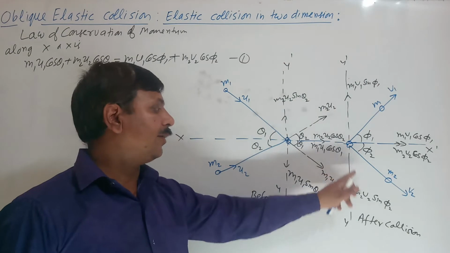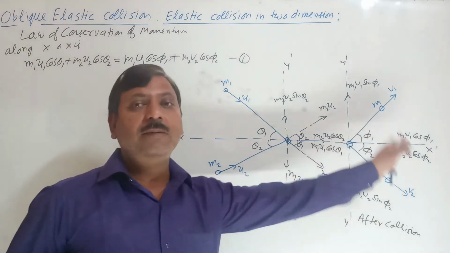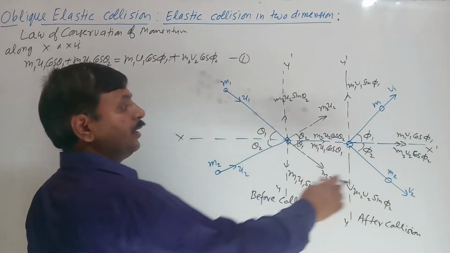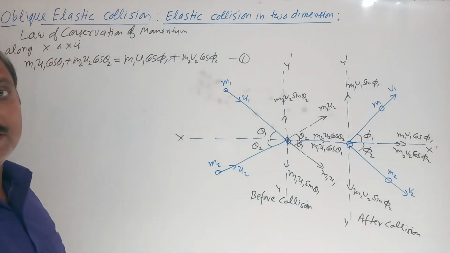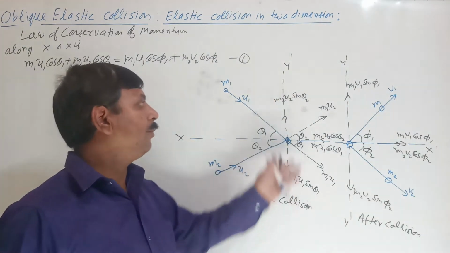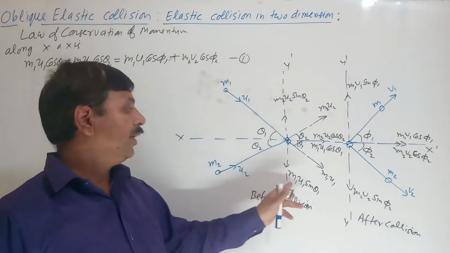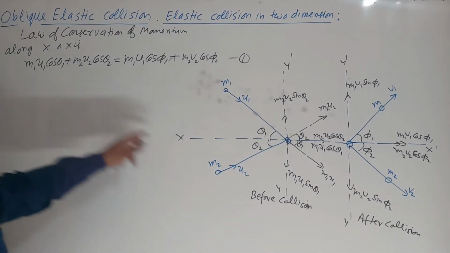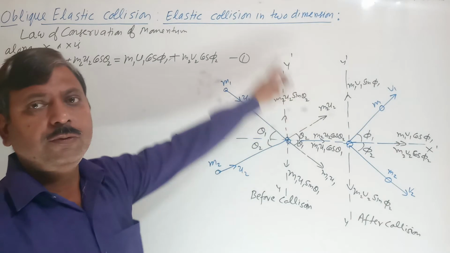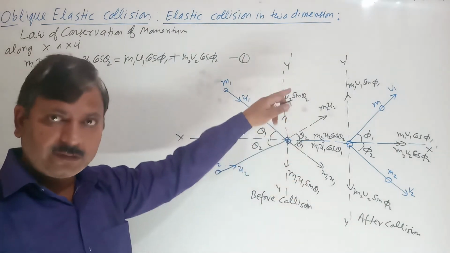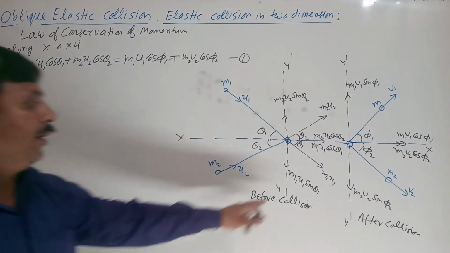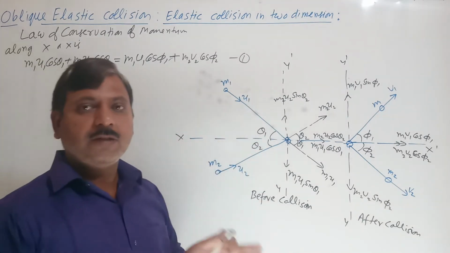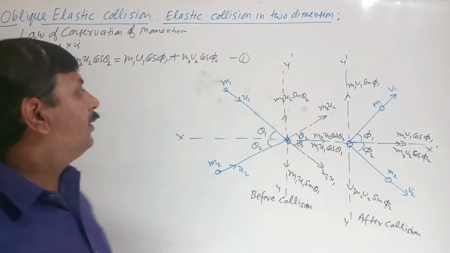Along the x-axis: momentum before collision, momentum after collision. Along the y-axis, what is the total momentum? Now along the y-axis, if we look at the total momentum, we have m2 u2 sin theta 2, positive, and m1 u1 sin theta 1, negative. Taking theta 1 and theta 2 with the sign convention, what happens?